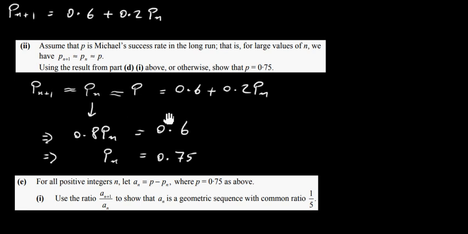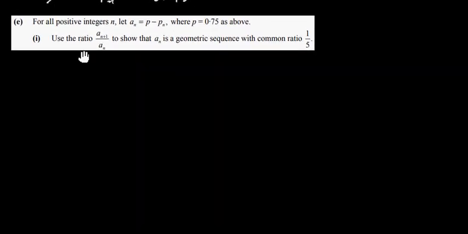Let's have a look at part E then. So part E, for all positive integers n, let an equal p minus pn, where p is 0.75 as above. So we worked out p already. Use the ratio an plus 1 divided by an to show that an is a geometric sequence. So this an here is some kind of geometric sequence, and we've got to show that the common ratio is 1/5.